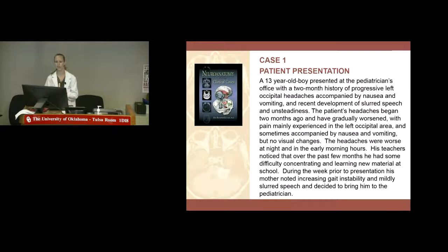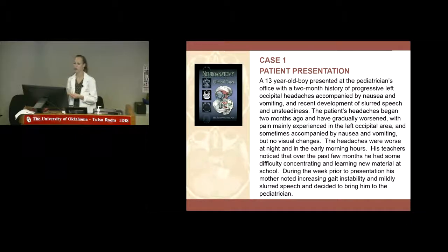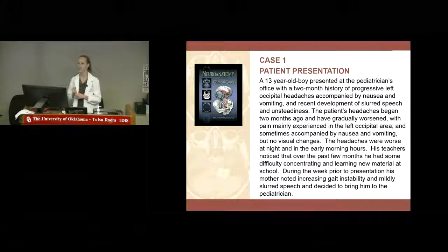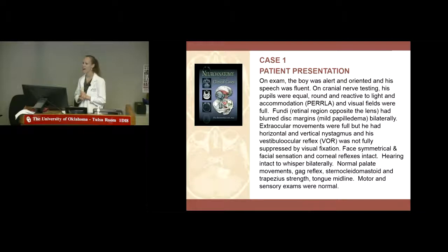His teachers noticed that over the past few months he had some difficulty concentrating and learning new material at school. During the week prior to presentation, his mother noted increasing gait instability, mildly slurred speech, and decided to lock up her liquor cabinet a little bit better. No, decided to bring him to the pediatrician. On exam, the boy was alert and oriented, and his speech was fluent. On cranial nerve testing, his pupils were equal, round, and reactive to light and accommodation.